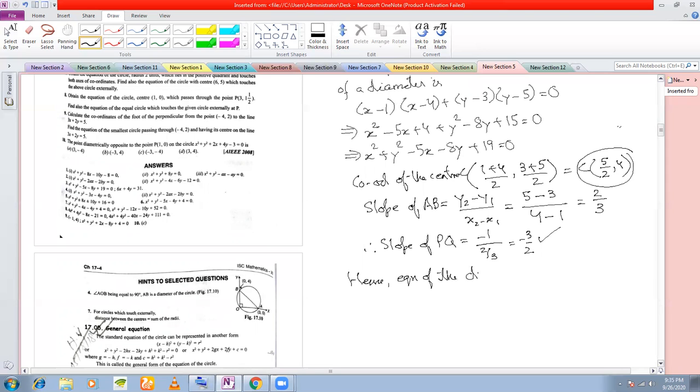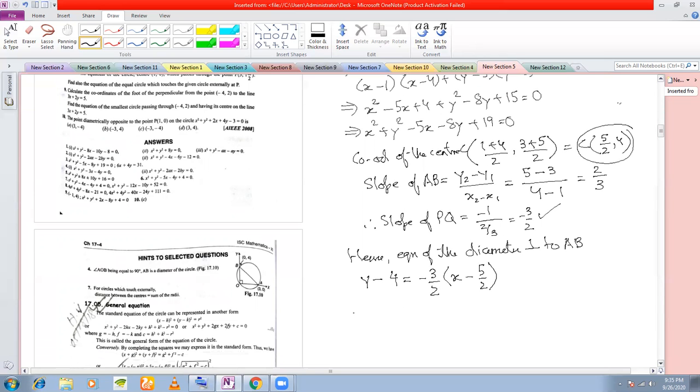Hence, the equation of the diameter perpendicular to AB is y minus y1, y minus 4, is equal to minus 3 by 2 times x minus 5 by 2. So this is the equation. Now you can simplify this.